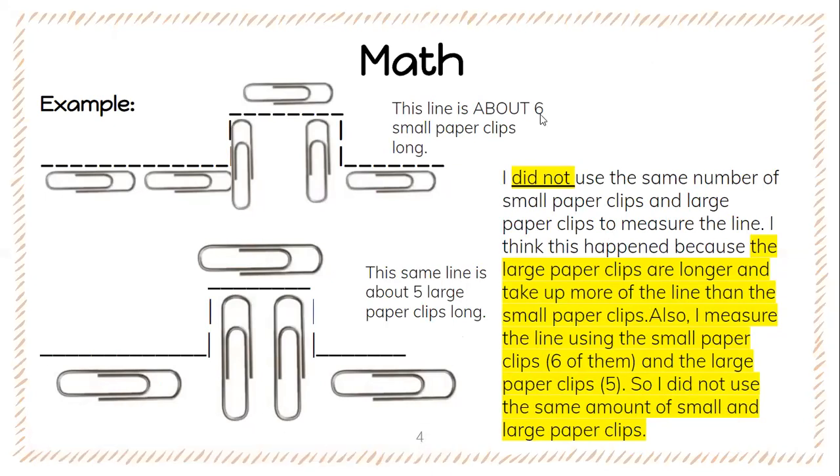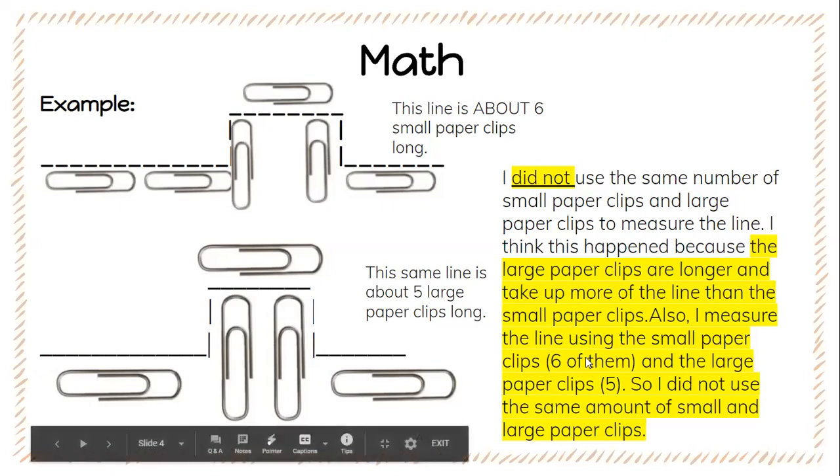So I did not use the same number of small paper clips and large paper clips to measure the line. I think this happened because the large paper clips are longer and take up more of the line than the small paper clips. Also, I measured the line using small paper clips, I used 6 of them, and large paper clips, 5 of them. So I did not use the same number of small and large paper clips. So that is your example for you.